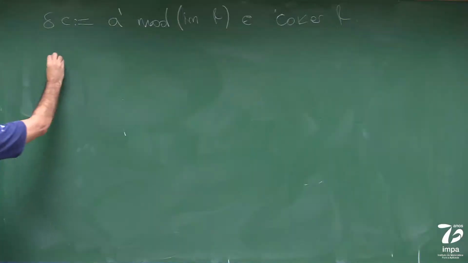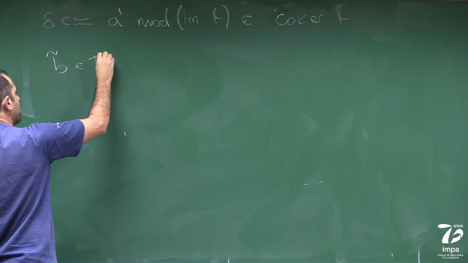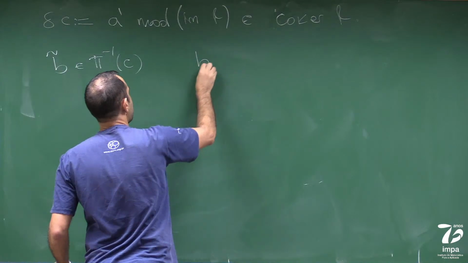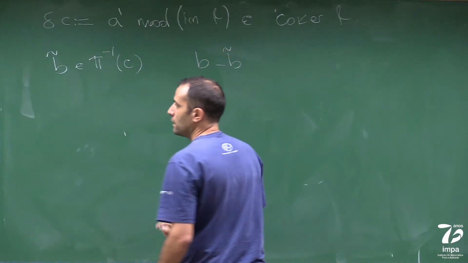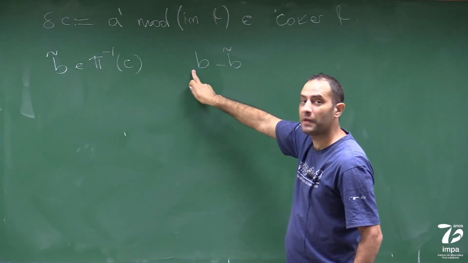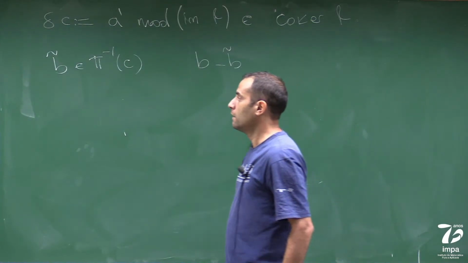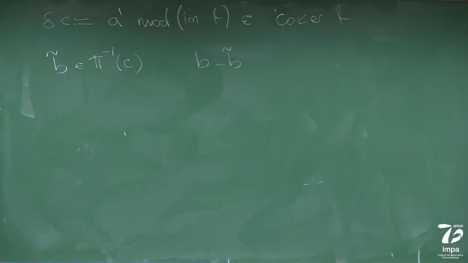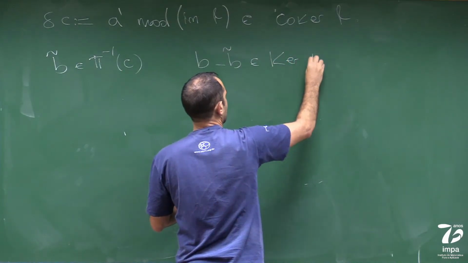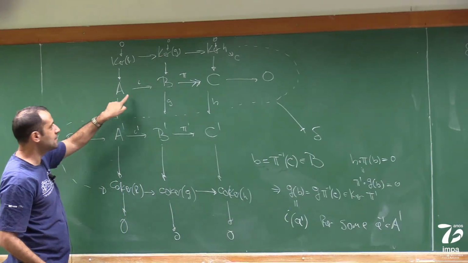What happens if I choose B tilde, also in the pre-image of C? Well, then what I know is that B minus B tilde is going to be in the kernel, because pi of that thing would be pi of B minus pi of B tilde, which is, sorry, C minus C, which is 0. Therefore, this guy here is in the kernel of pi. But if that guy is in the kernel of pi, since this sequence is exact, that guy is in the image of I.